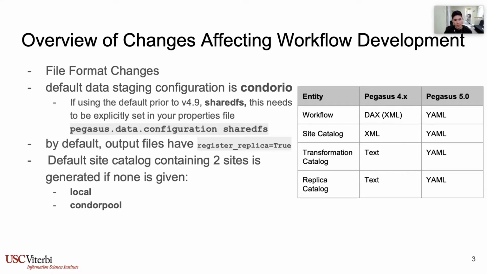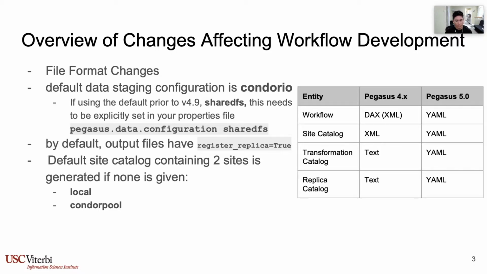Our default data staging configuration is now Condor.io. Prior to version 4.9, shared FS was the default data staging configuration, so in Pegasus 5.0 and above, if you had used shared FS before, you need to explicitly set this in your properties file. And you can do this by saying pegasus.data.configuration space shared FS.